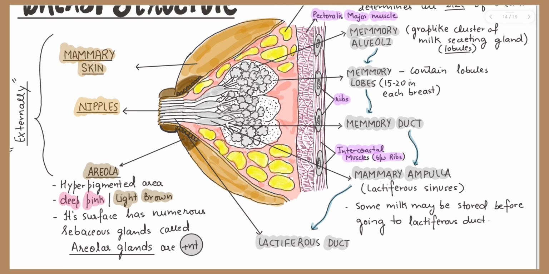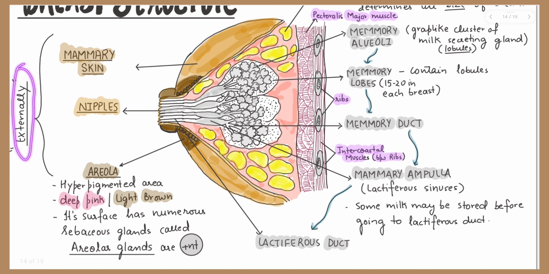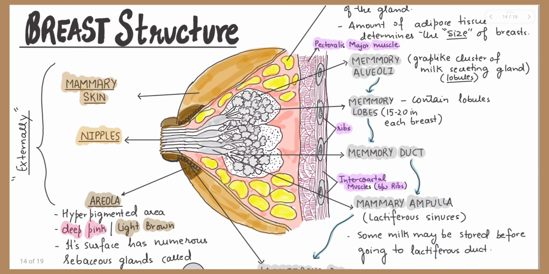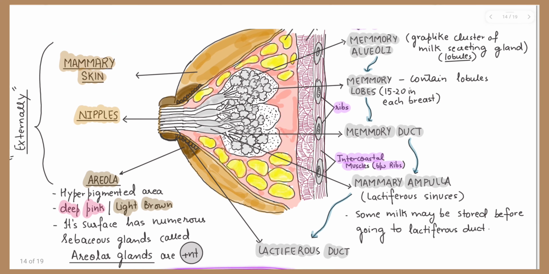So what we can say is that the mammary skin, nipples and areola constitute the external part of the breast. So the breast has skin, nipples and this darker portion, the areola, which has sebaceous or oil glands called areolar glands. Then we can cut this section and view the sagittal section of the female breast.